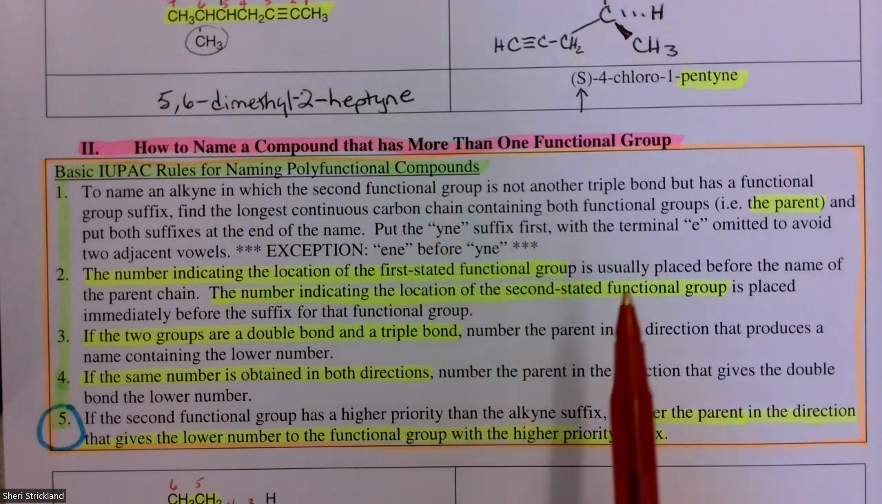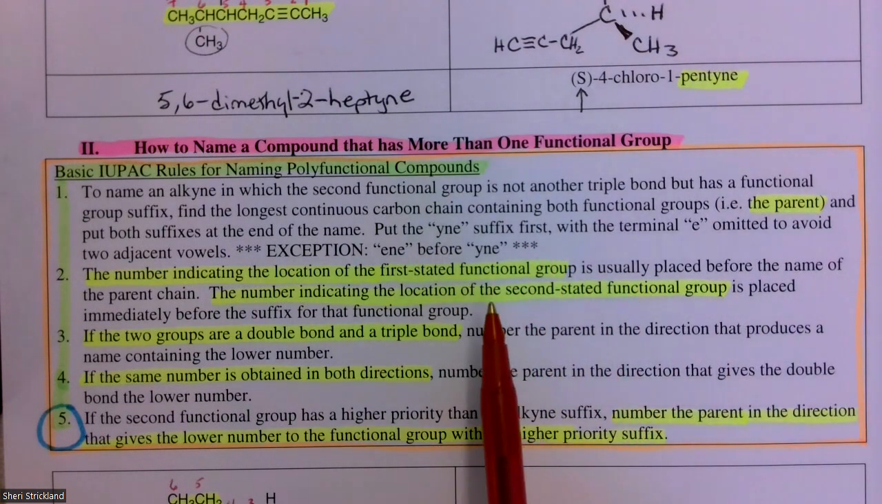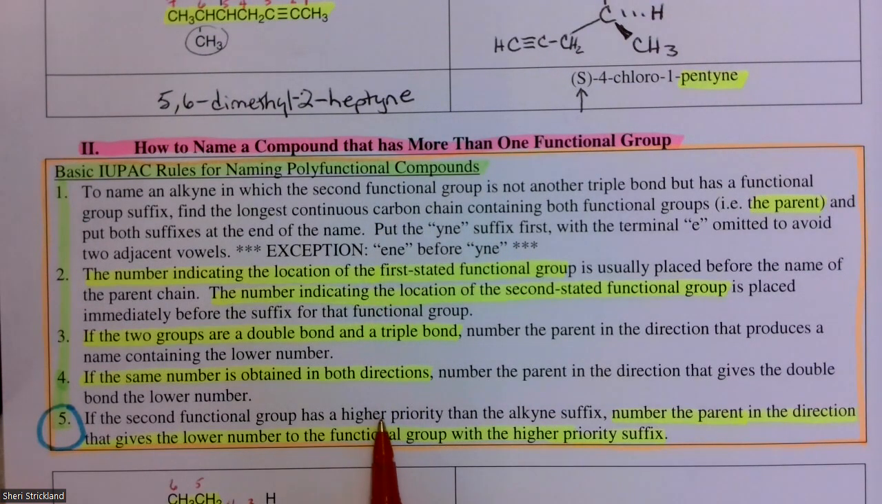So this set of rules comes from our text, and it's focusing on when one of the functional groups of the two or more is a triple bond, but it doesn't have to be. And so these rules can be generalized to cover any polyfunctional compounds. And in fact, the two that we're going to do down here at the bottom of the page, neither one of them has a triple bond in it. So I want you to see how that goes.